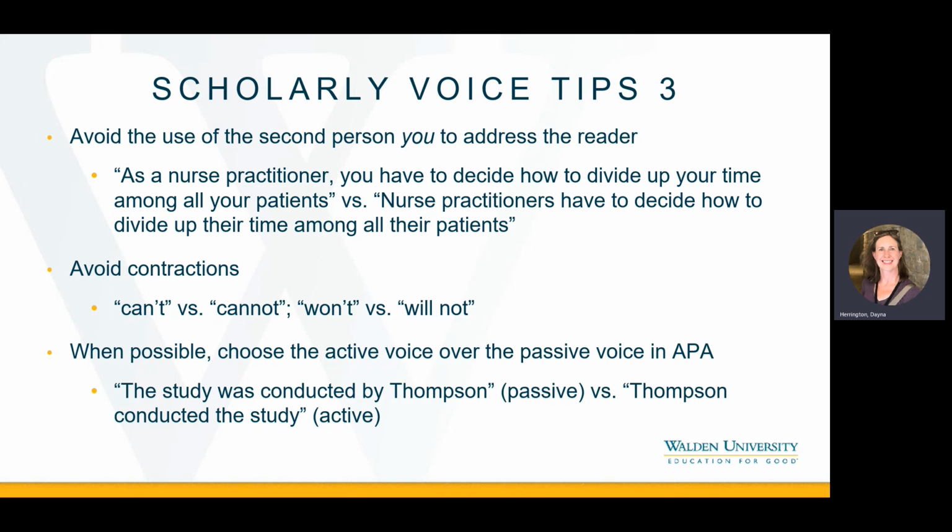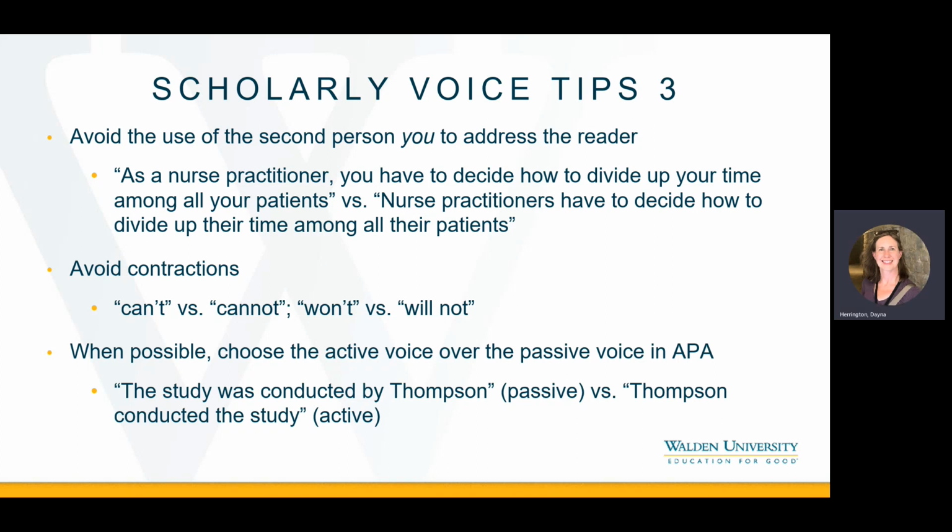Instead, this sentence could be revised to something like, nurse practitioners have to decide how to divide up their time among all their patients. The second person you here is gone. I don't feel alienated, and the sentence is again more clear and more precise. The next bullet point here says to avoid contractions like can't or won't. Write out the full words instead. So can't can be rewritten as cannot, and won't can be rewritten as will not.